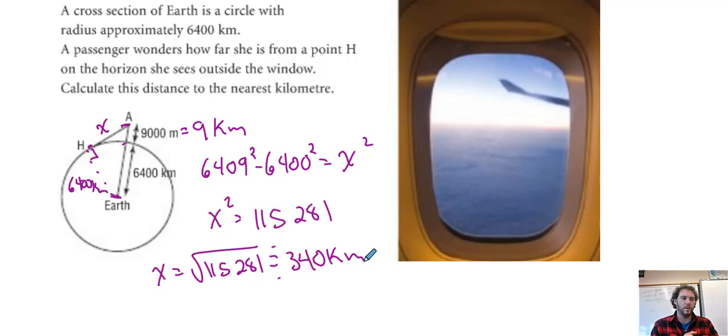Okay, so what we find is that there are lots and lots of applications to this type of math, and we're going to look at a few more of these as this unit goes on.